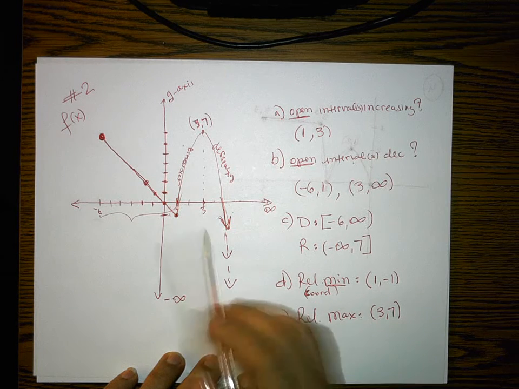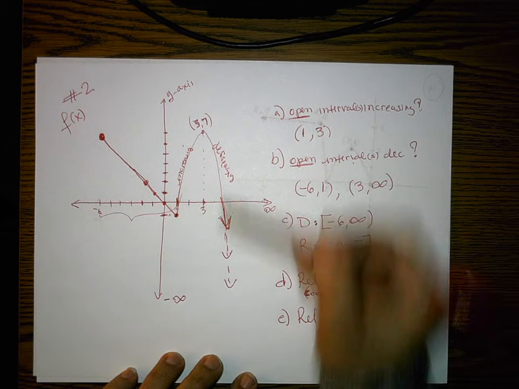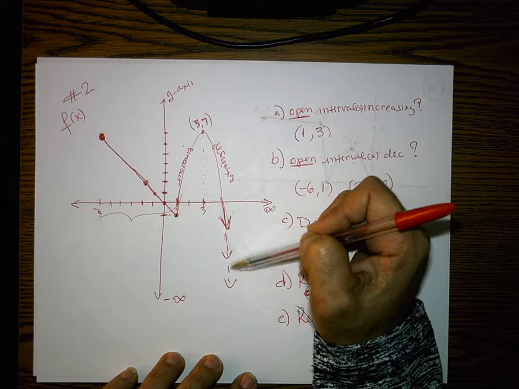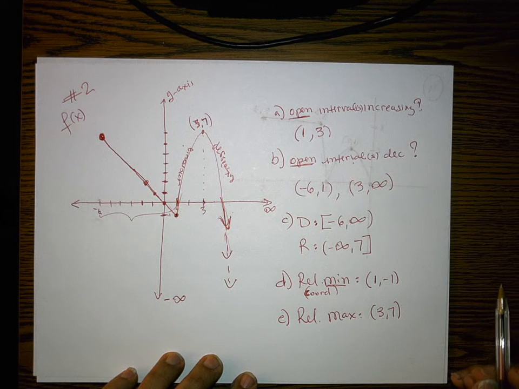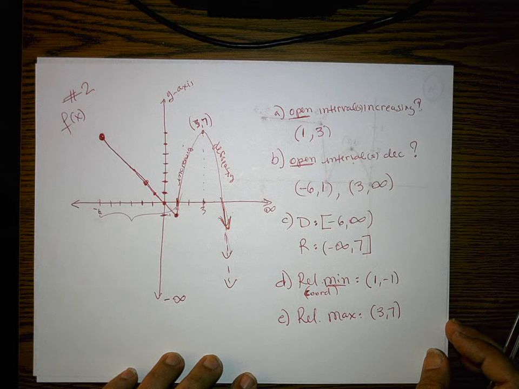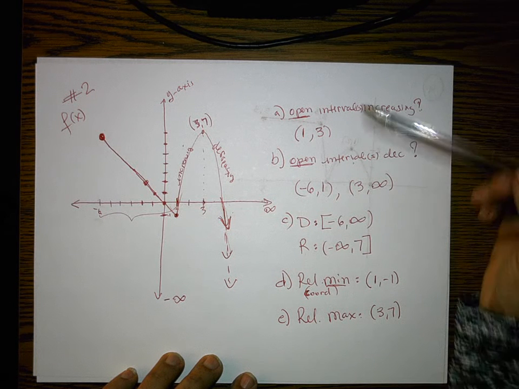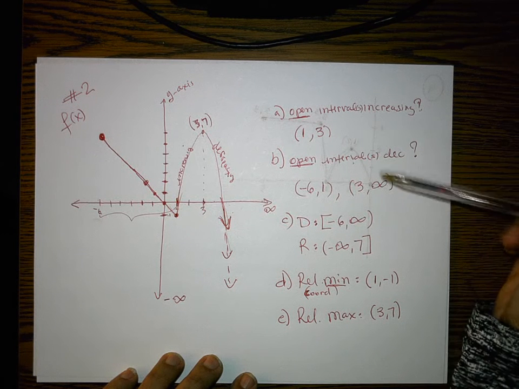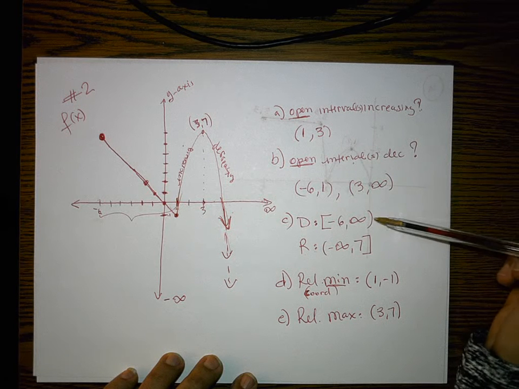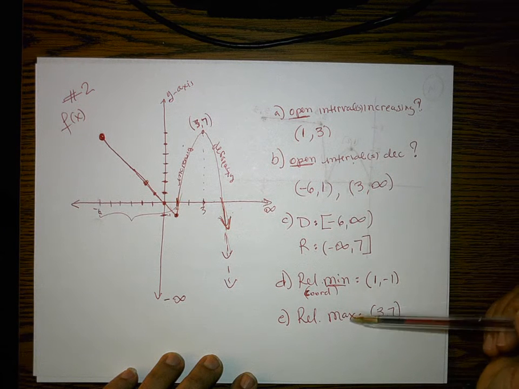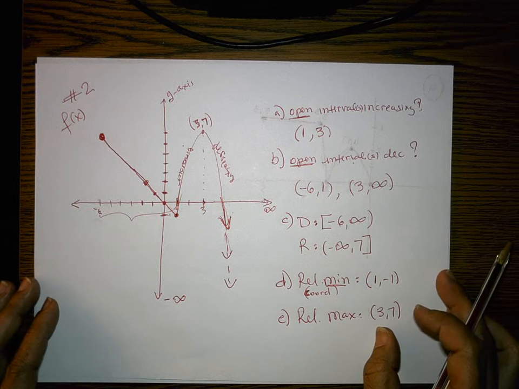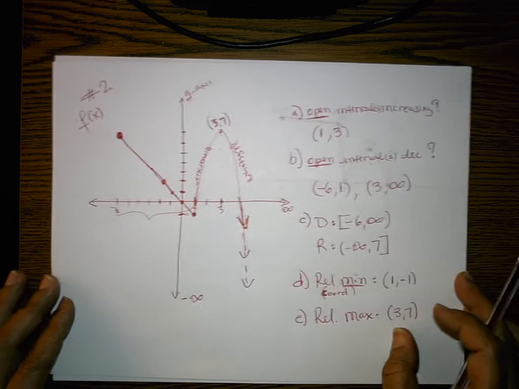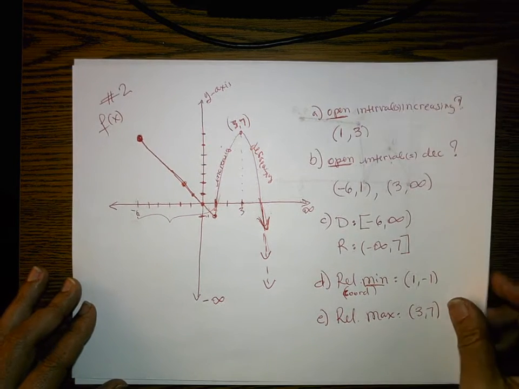And I really don't have any other maximums anywhere because this graph is going to go down forever. It never comes back up. And that's pretty much what I have for my graph. So that's relative min and relative maximums. We talked about open interval for increasing, open interval for decreasing, domain and range, relative min and relative max. But this question also asks for us to create a piecewise defined function for this graph.